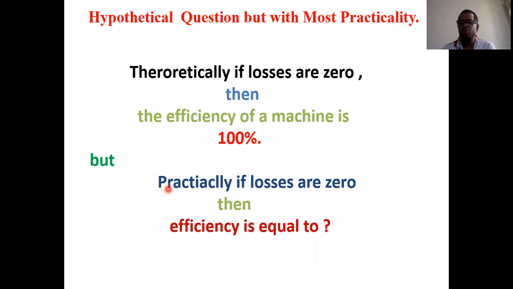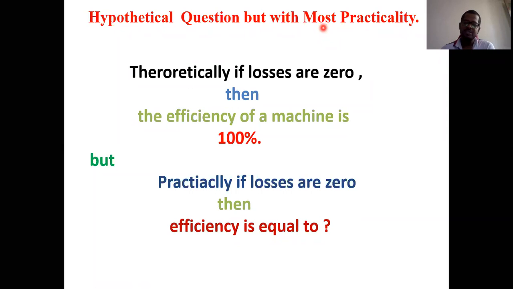First part is nothing but I am saying theoretically, and the second part I am saying practically. Practically, if the losses are zero, you may think, sir, practically it is not possible, sir. How can the losses be zero in the practical case? So that's why some of the people may think this question is a hypothetical question. Of course, you may consider it like that. But definitely, I will provide the answer for this question by taking a most practical example.